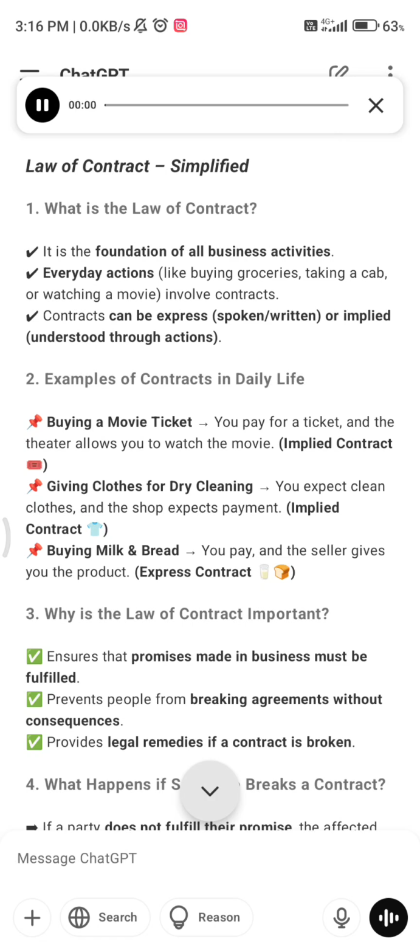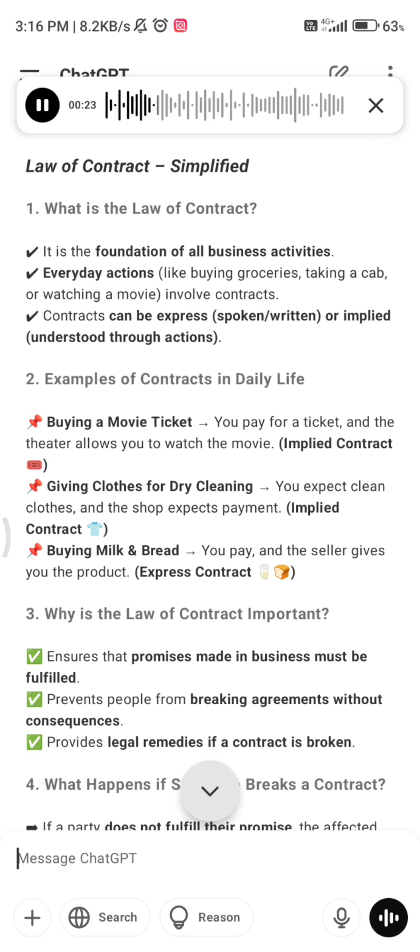Law of contract, simplified. It is the foundation of all business activities. Everyday actions, like buying groceries, taking a cab, or watching a movie, involve contracts. Contracts can be express, spoken, written, or implied, understood through actions.